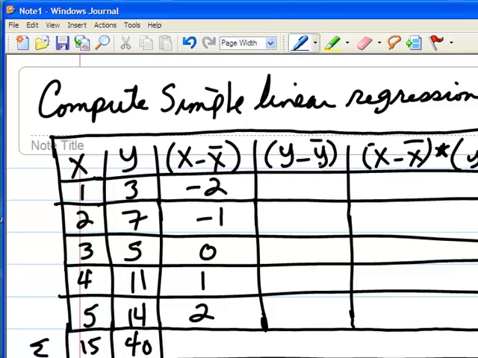Y minus its average Y value. 3 minus 8 is negative 5. 7 minus 8 is negative 1. 5 minus 8 is negative 3. 11 minus 8 is 3. And 14 minus 8 is 6.